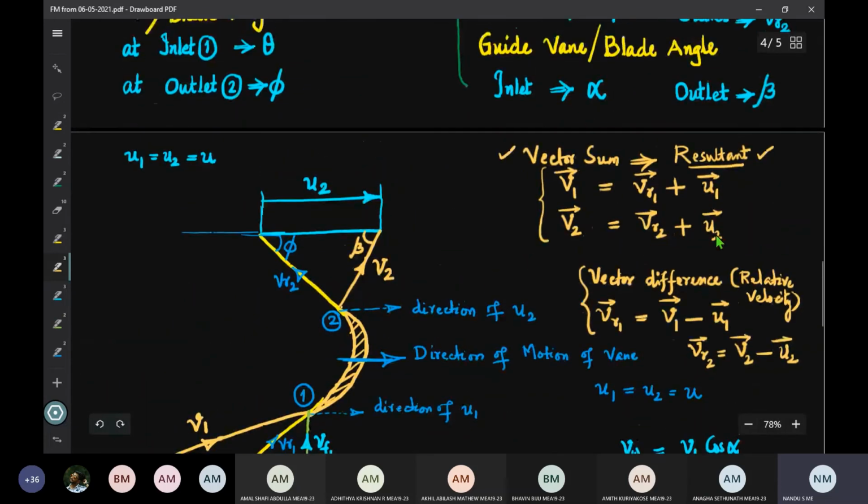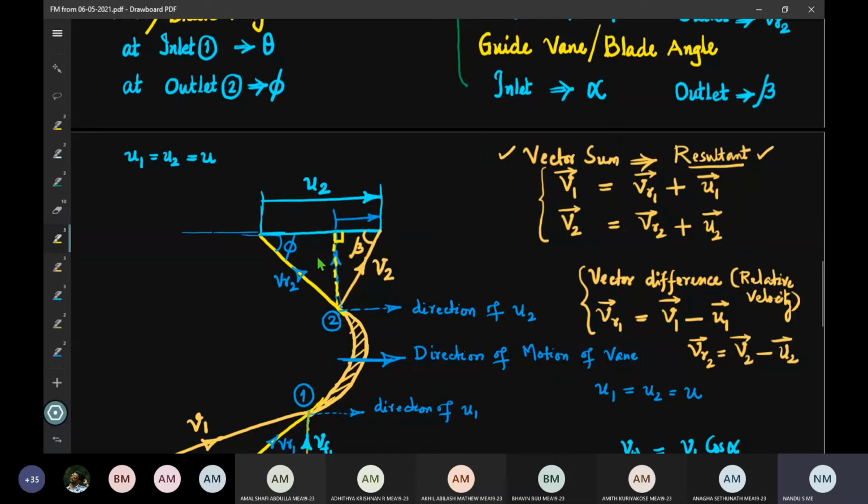Just before concluding, two more components I have to mark. Please bear with me for 2-3 minutes more. This V2 can be split into two components. Let me draw a perpendicular. That's not proper. Okay, this is one component, and the other component is here: one normal to U2 and the other along U2.